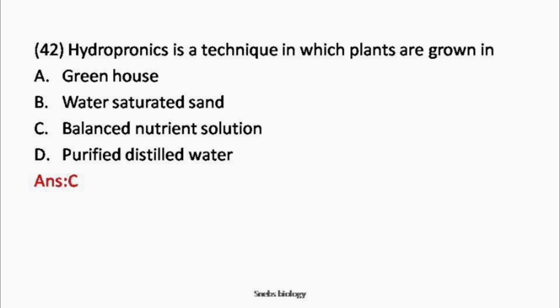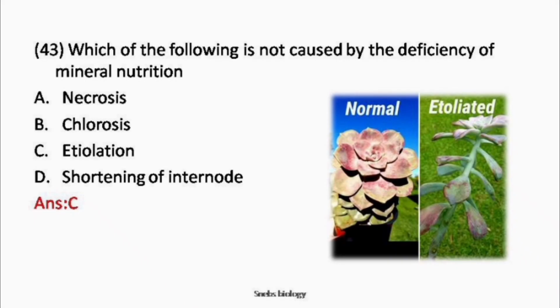So, this method may be used to increase the yield of ornamentals such as snapdragon, roses and vegetables such as carrot, radish, potatoes, tomatoes and lettuce. Clear? Next, which of the following is not caused by the deficiency of mineral nutrition? Option A, necrosis. Option B, chlorosis. Option C, etiolation. Option D, shortening of internode.